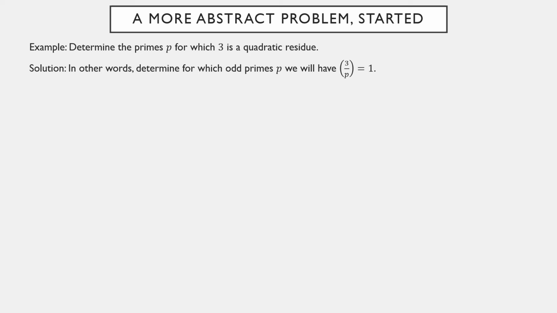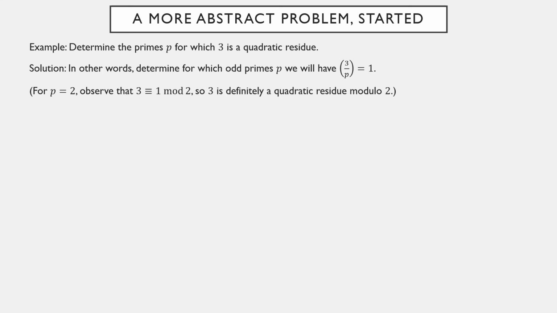Hopefully we're convinced that the law of quadratic reciprocity is a really nice way to compute Legendre symbols. But now we're going to attack a more abstract problem. We're not going to try to compute one specific Legendre symbol, but something more general. For which primes p is 3 a quadratic residue? In other words, for which odd primes p will the Legendre symbol (3/p) evaluate to 1?